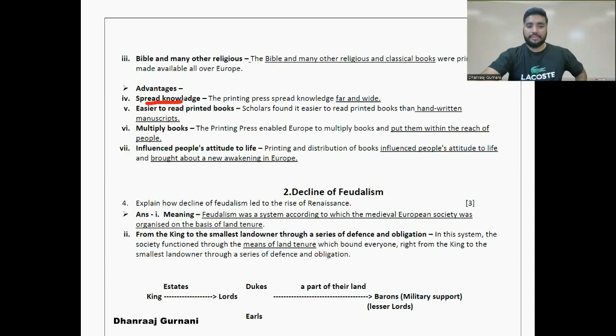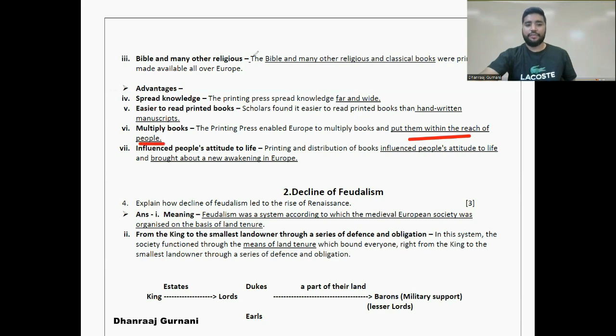Fourth one, simple, spread knowledge. The printing press spread knowledge far and wide. Easier to read printed books, as you have currently on the screen, your textbooks are printed. So it was easier to read printed books as compared to handwritten manuscripts. Multiply books, the printing press enabled to multiply books and put them within the reach of the people.